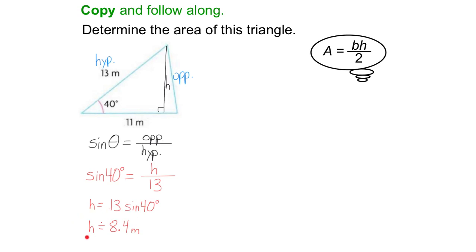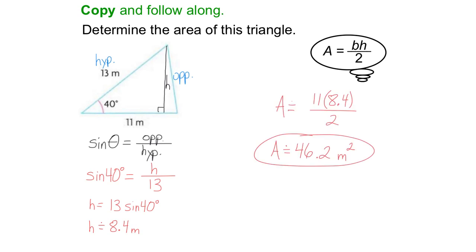Okay, so we know the height of this triangle is 8.4 meters. We know the base is 11 meters. So we can use our area formula to find the area of this triangle. Area is base times height divided by 2, so 11 times 8.4 divided by 2, it's approximately 46.2 meters squared. So in this problem, I wasn't given a right triangle, but I created a right triangle model so that I could find the height, which is what I needed to solve this problem.